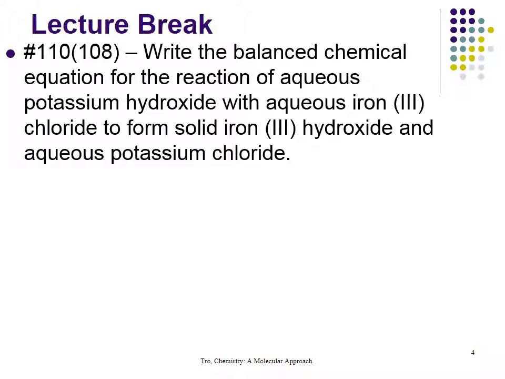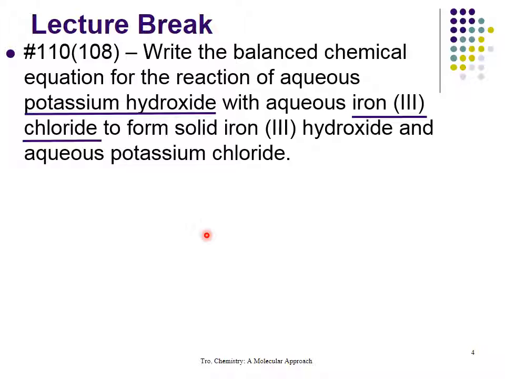So we're going to practice one. Write the balanced chemical equation for the reaction of aqueous potassium hydroxide with aqueous iron(III) chloride to form solid iron(III) hydroxide and aqueous potassium chloride. So this is a very heavy question. It's asking a lot, and we have to know how to write a chemical formula from a name, as well as write the equation and balance it.